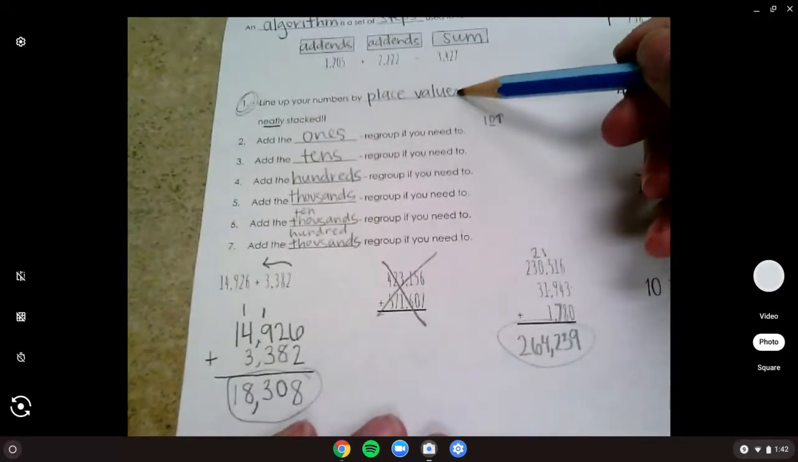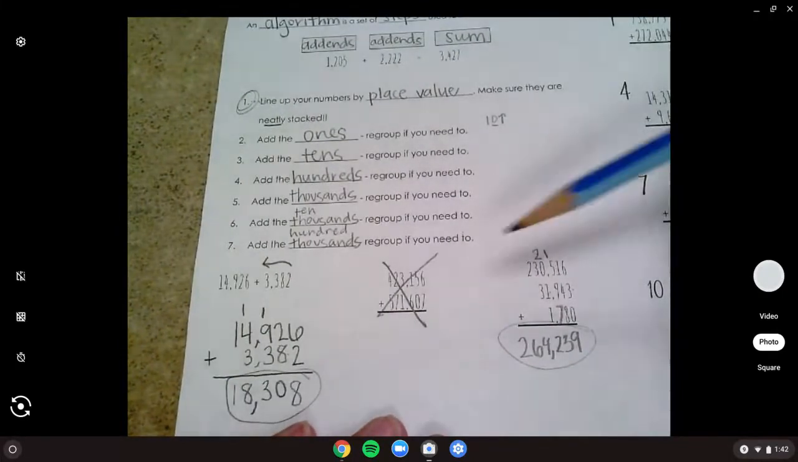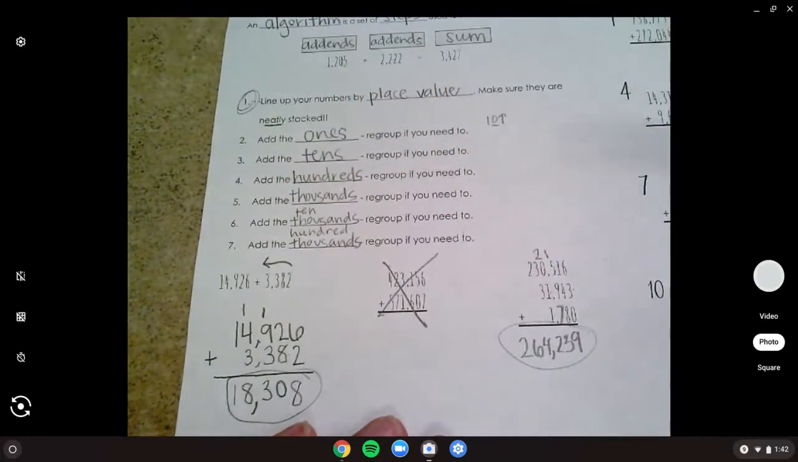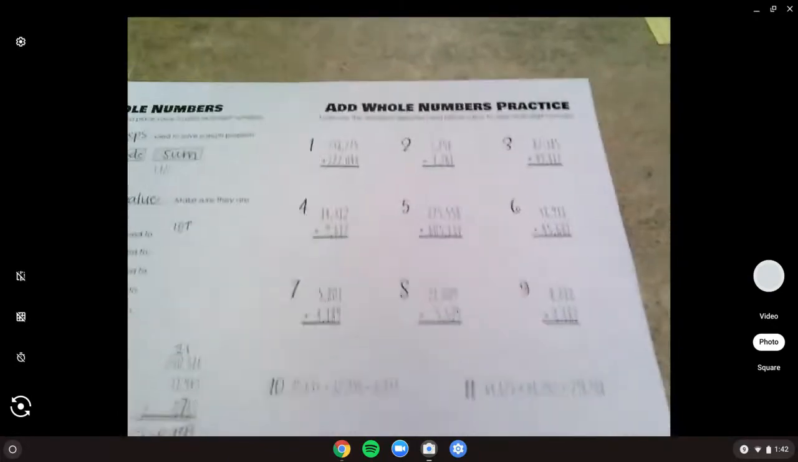All right, let's think through. Did I go through each of my steps? I lined up my place value. And I went from right to left. Ones, tens, hundreds, thousands, 10,000s, 100,000s. Good. Now it's your turn to practice.